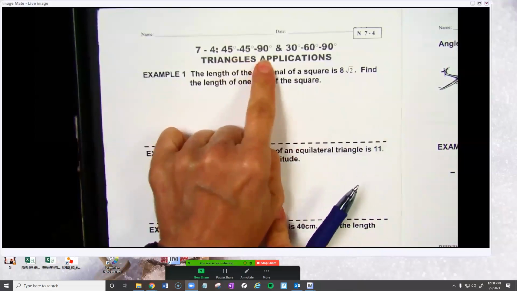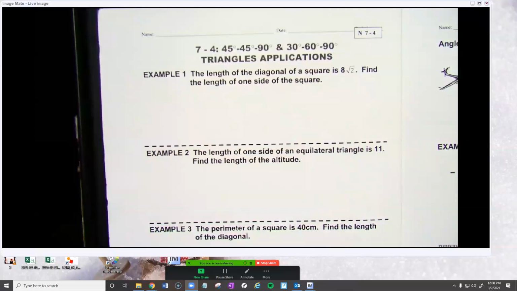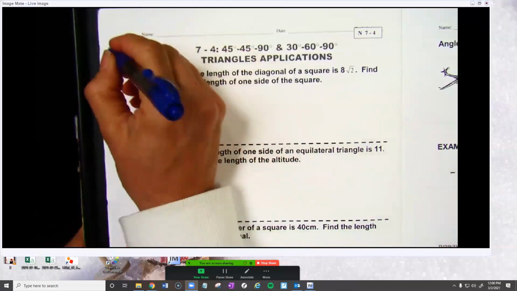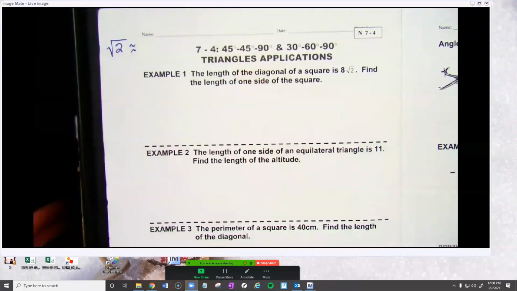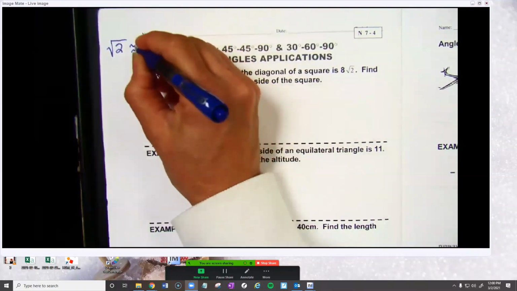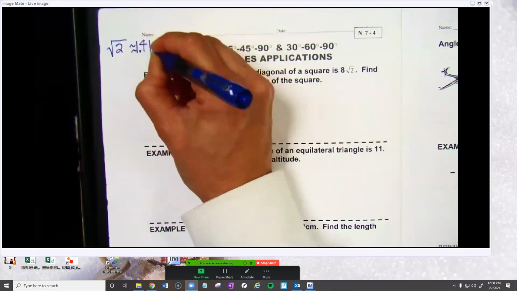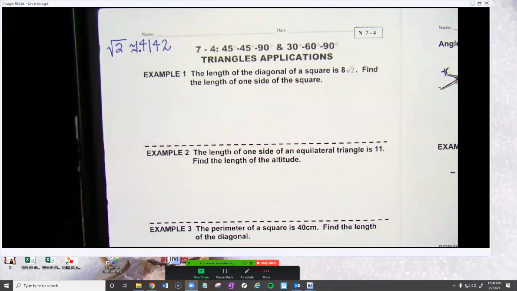45, 45, 90, and you got your 30, 60, 90. Those are the triangles we're talking about. However, there's some things we need to kind of memorize. I'm going to write the square root of 2 over here. And remember, on the calculator, the square root of 2 is 1.4142. So we're going to use that a lot.